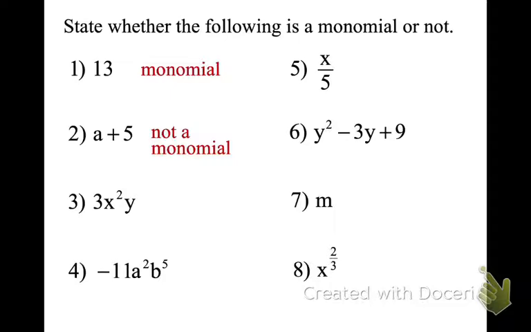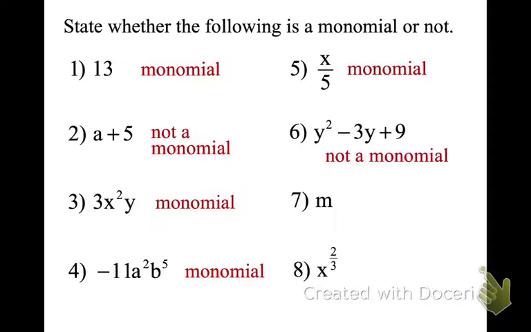Number 3 is a monomial. Number 4 is a monomial. Number 5 is a monomial. Number 6 is not a monomial. Number 7 is a monomial because it's variables and or numbers. And number 8 is not a monomial.